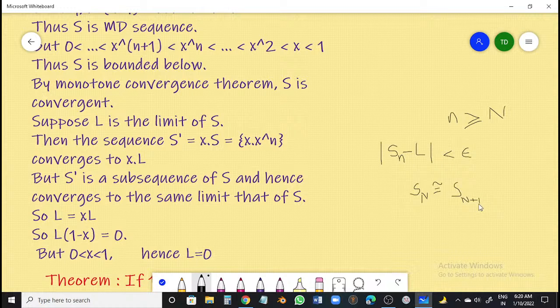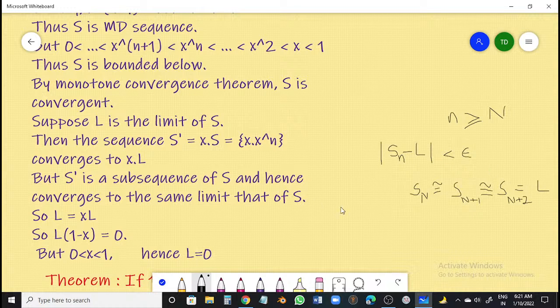So Sn is about the same as Sn plus 1, which is the same as the next term, Sn plus 2, and so on. And this is true for all the terms greater than n. So all those terms are approximately equal, this we mean to say. So L is the limit means what? These values will all be approximately equal to L.